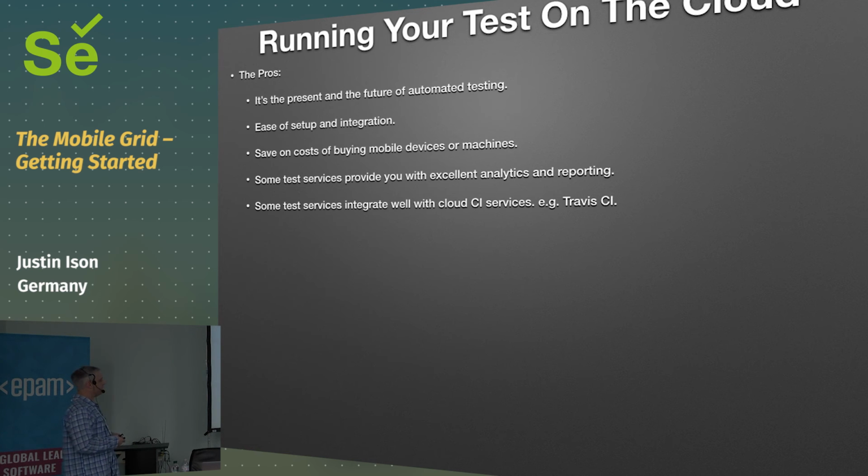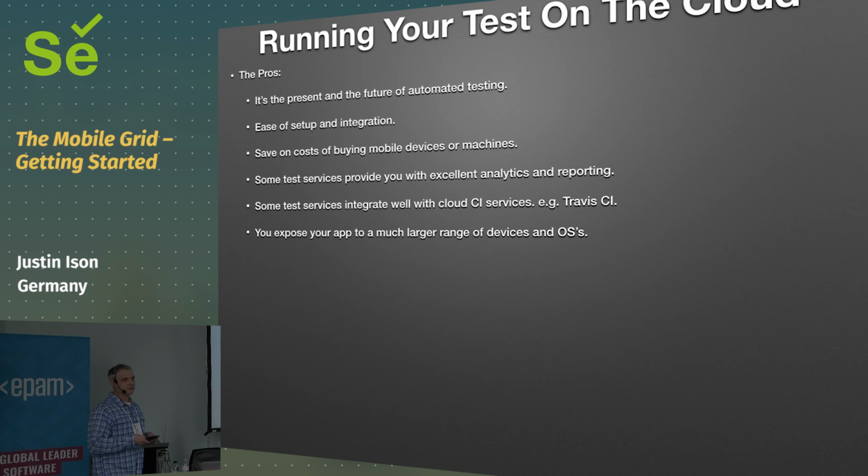So you can, in theory, if you're an Android developer or iOS developer, as soon as you commit to GitHub, it triggers a build on Travis. Travis runs. If the app builds, then it gets pushed to, for example, SauceLabs, and then all your tests run on SauceLabs, and you'd never have any machines internal in your network that actually had anything to do with testing. It was all done on the cloud. You expose your app to a much larger range of devices and operating systems by using the cloud.